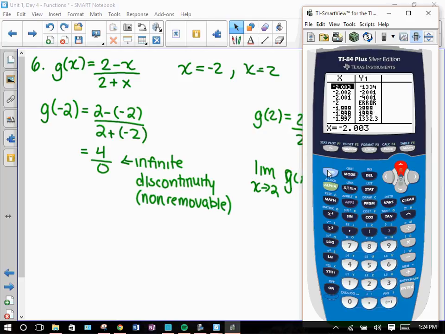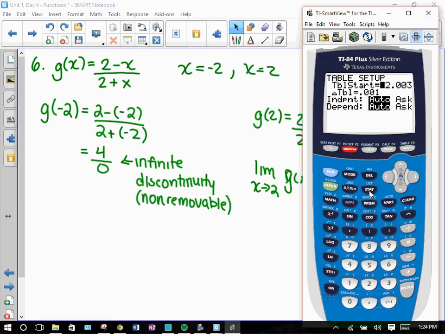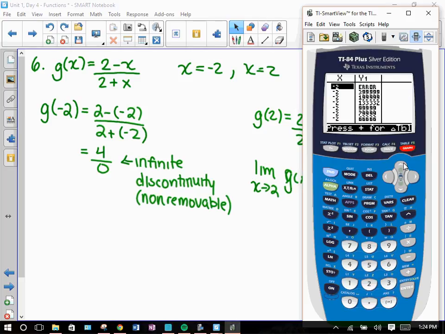You guys don't need to do this, but if I did, I can go second, and enter 0.00001. What you'll see is, really fast, it's more than 99,000. Alright, it says -2, but it's not really -2. It's like -2.0000001. Alright, so that's that.